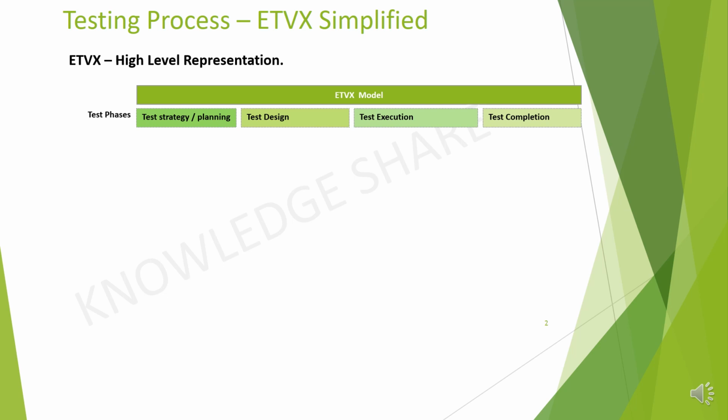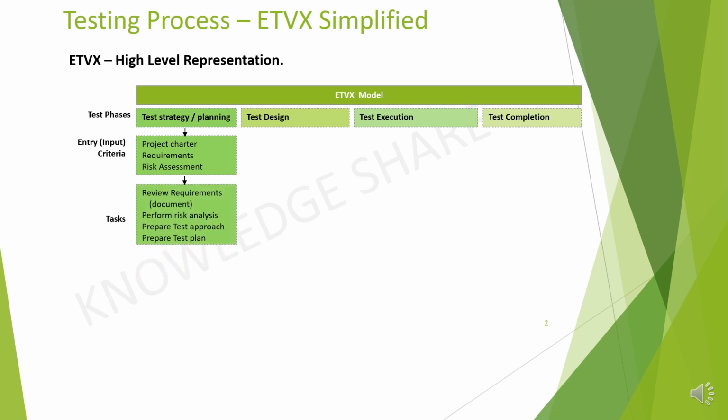Now, entry criteria for test strategy and planning phase: availability of project charter, requirement documents like business requirement specification and system requirement specification, and risk assessment details. Under tasks, testing team need to review requirements, perform risk analysis, prepare test approach, and prepare test plan.